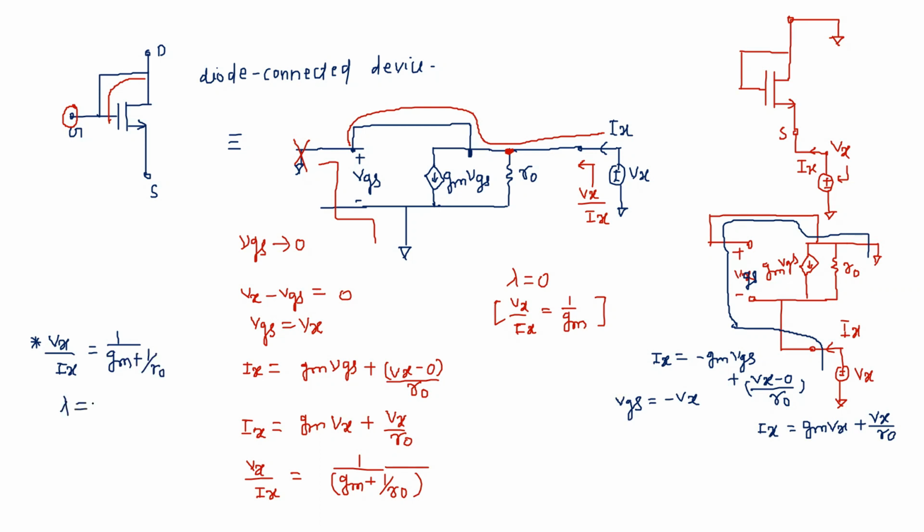So when lambda equals 0, this Rsource, or Vx by Ix, tends to 1 upon gm. So when we look from the side of the drain or the side of the source, we get the same 1 upon gm impedance if it is a diode connected device. These concepts are very important when we use a diode connected device in between for calculation of gain. I will use this expression of impedances at that point of time, or I may directly use it.